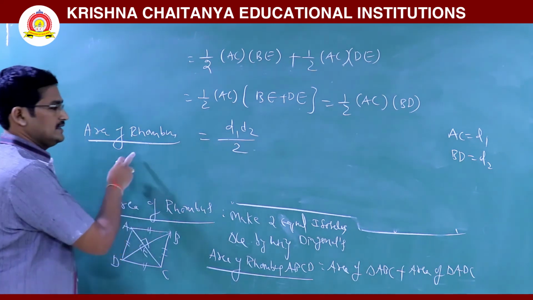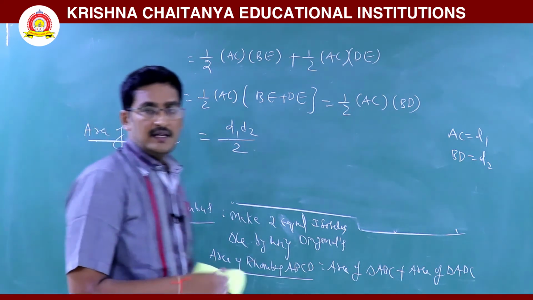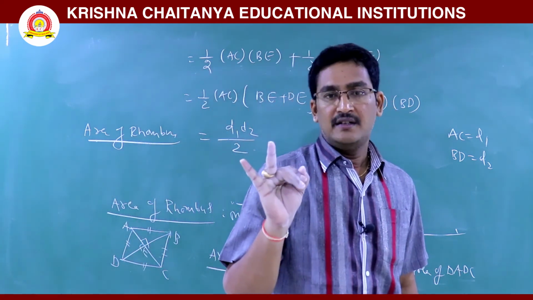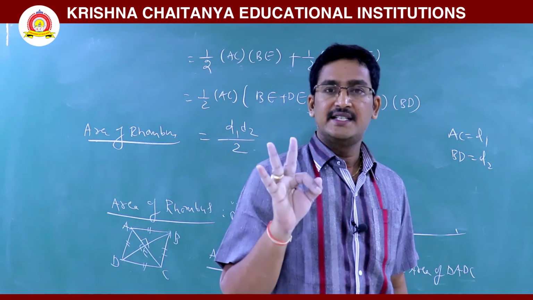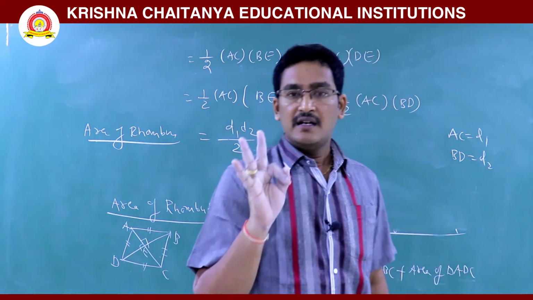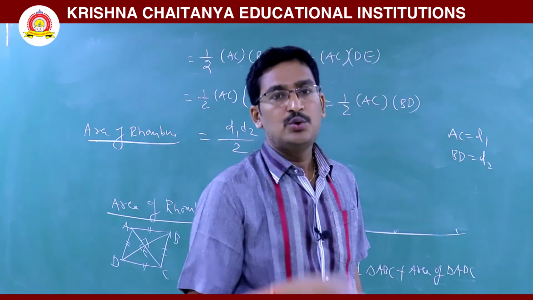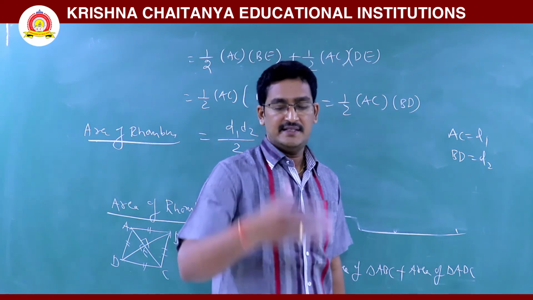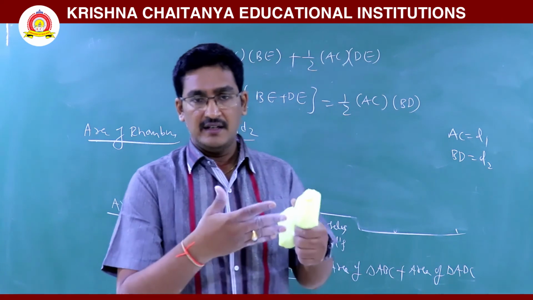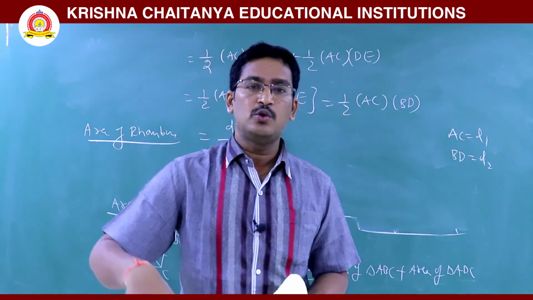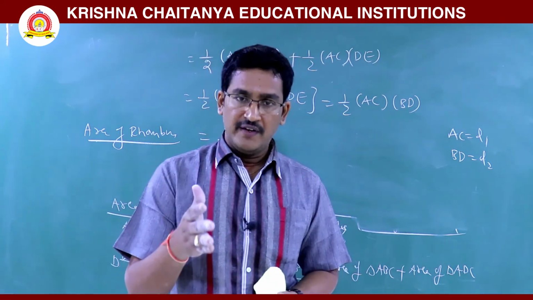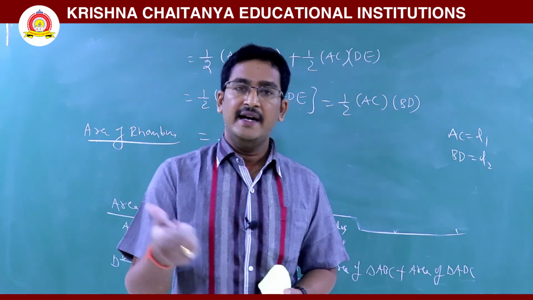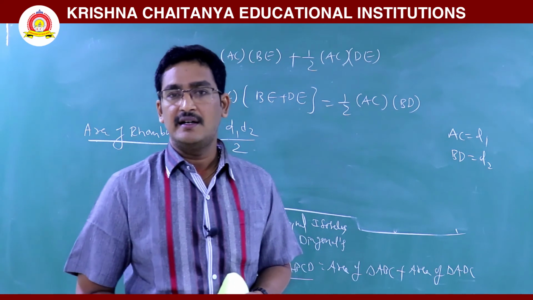This is rhombus area. So what is parallelogram area? Base into height. What is rectangle area? Length into breadth. What is the square area? Side square. What is the rhombus area? Product of the diagonal lengths by 2. What is the quadrilateral area? How to calculate? We have to divide the quadrilateral into two triangles. First find the area of the first triangle, then the area of the second triangle. By adding those two, you will get the area of the quadrilateral.